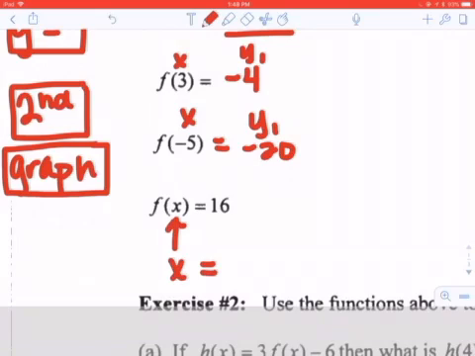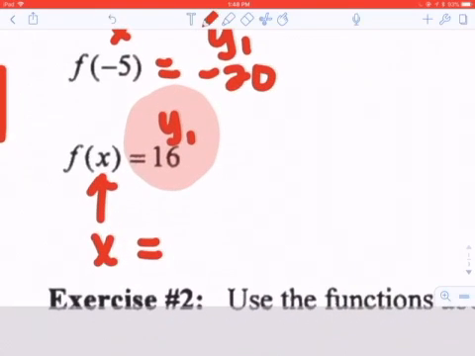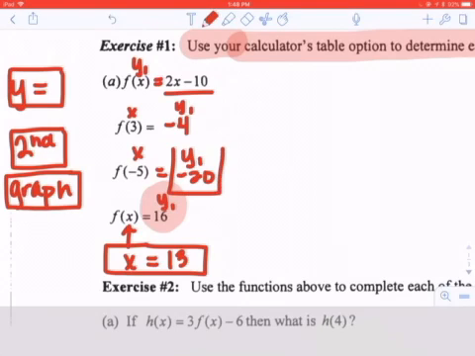We need to find the x value that gives a y of 16. So you're going to look in your y1 column for the number 16. And what do we end up getting for that? x equals 13, I believe. Yep, 13. I wasn't using my calculator, I was using my head. So these are x values, and these answers here were y values.